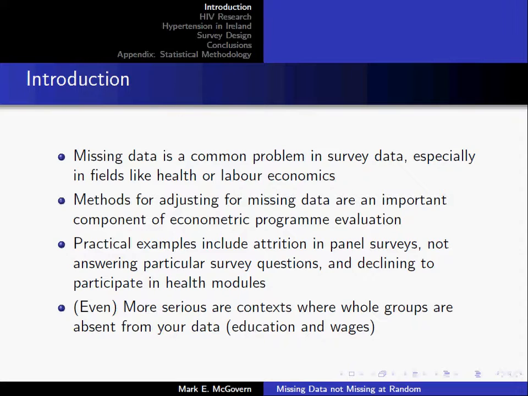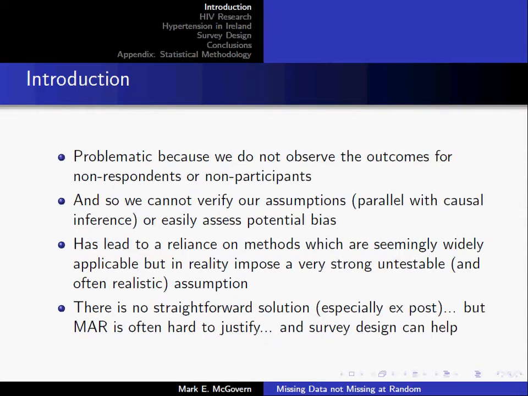So the classic example of this in labour economics is you're interested in the effect of education on wage, but you don't have wage information on the people who aren't in work. So if you just take a naive look at the data, you would see that you're missing information for everybody out of the labour force. This is particularly problematic because we never get to observe, or almost never get to observe, the outcomes for non-respondents or non-participants. So you can see why this is problematic. So we never get to assess the assumptions that we use for dealing with the data, or easily assess the potential biases associated with different approaches to analysing data sets with missing values.